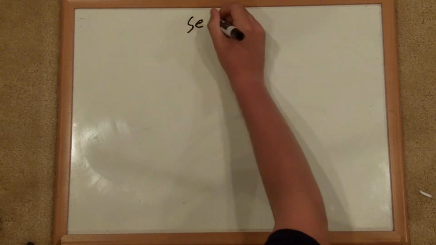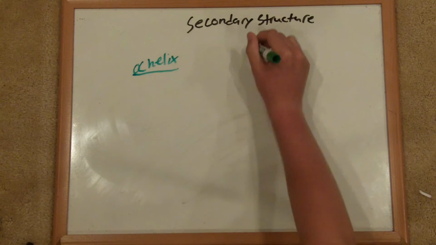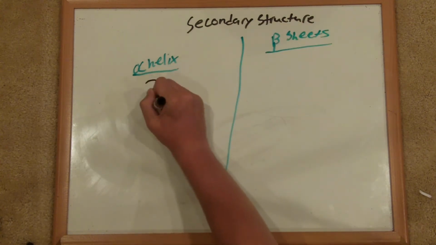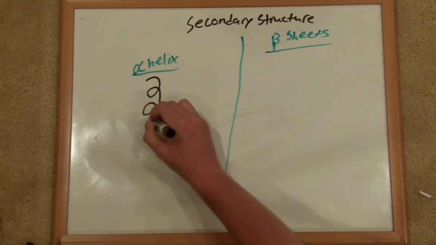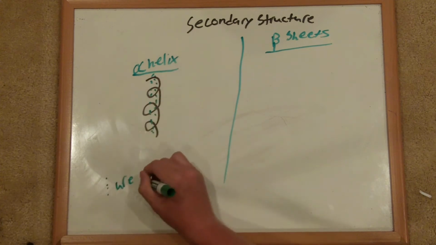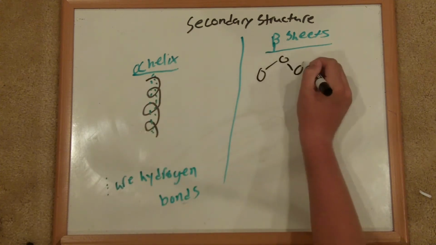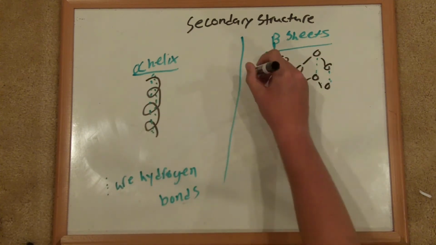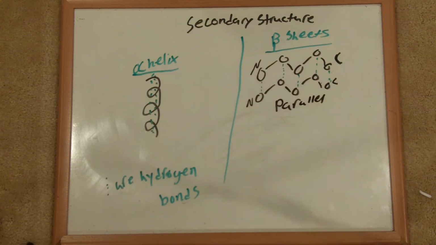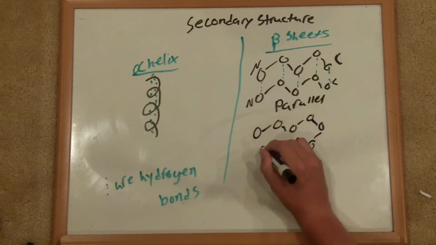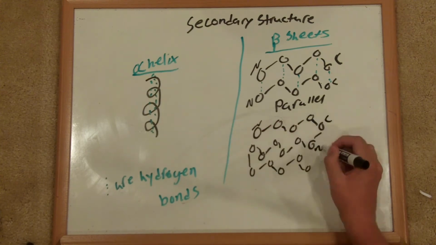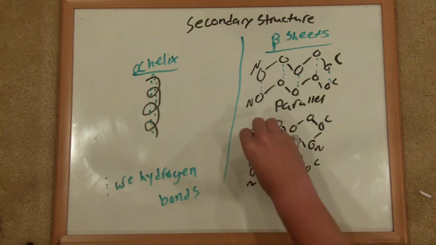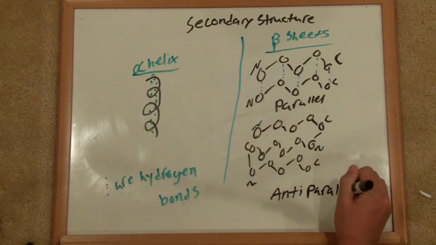The secondary structure is either an alpha helix or a beta sheet. The alpha helix is a spiral of protein chains with hydrogen bonds going through the middle of it. Beta sheets are 2 protein chains connected with hydrogen bonds. When the 2 chains are connected with nitrogen and carbon, it's called a parallel structure. If it folds in on itself and nitrogen goes with carbon, it's called an anti-parallel structure.